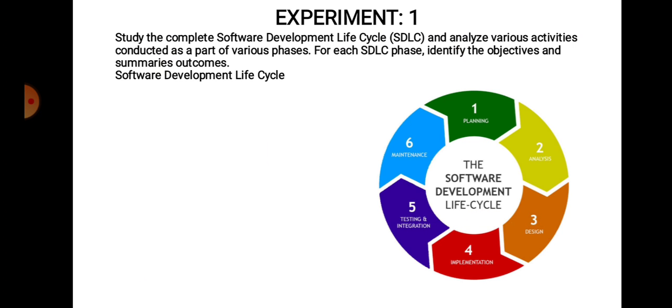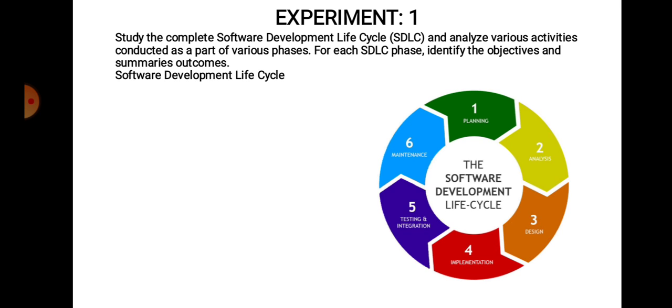Here is the first experiment of software engineering in the GTU syllabus. The first experiment is to study the complete software development life cycle, SDLC, and analyze the various activities conducted as part of various phases for each of the software development life cycle. Identify the objective and summarize the outcome. Here one figure is displayed representing the software development life cycle. A total of 6 phases are covered in the software development life cycle. We will discuss them one by one.